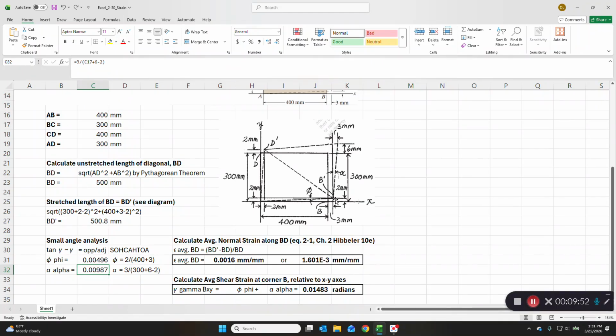So we're going from the corner at B prime up 300 plus 6, okay? But then we have to subtract 2 from the base. So it's a little tricky here. So that's 3 divided by 300 plus 6 minus 2, so 304, and that gives us this value. Now these are already in radians, so we don't have to convert them, and we can then just simply add them together to get the average shear strain at the corner relative to the XY axes. You're just simply adding the two. You're adding phi and alpha, and we leave it as is and express the answer in radians, and we've solved the problem.